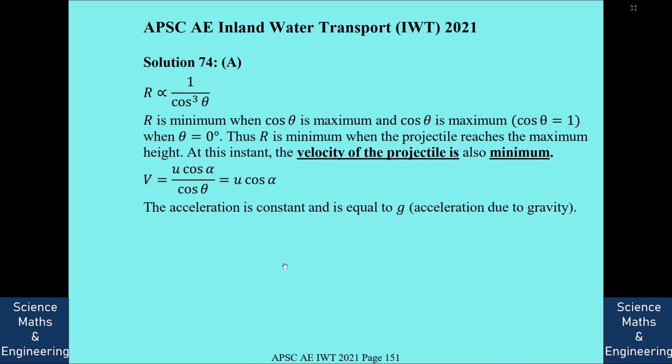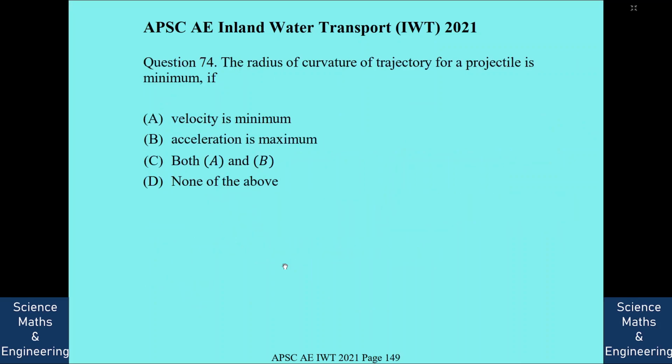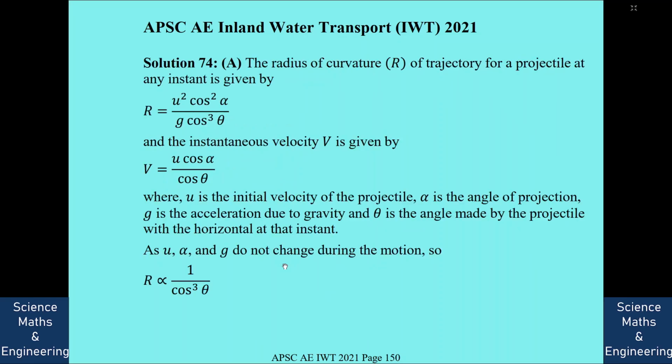Now velocity is given by v is equal to u cos alpha by cos theta. Now theta is 0, so our v would be equal to u cos alpha. Okay, the acceleration is again constant throughout and is equal to g, that is the acceleration due to gravity. Okay, so our answer is A, that the radius of curvature of trajectory for a projectile is minimum when the velocity is minimum.